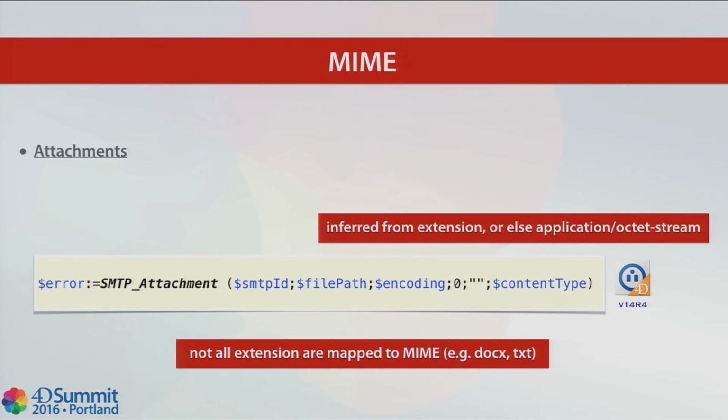And there's a list of all the extensions that will be recognized by the plugin. But obviously it doesn't cover all the known file extensions in the world. For example, docx, the current form used by Microsoft Word, won't be converted to a MIME type, which means that 4D will fall back to application octet stream, which may or may not be a good thing. Probably not a good thing, actually.